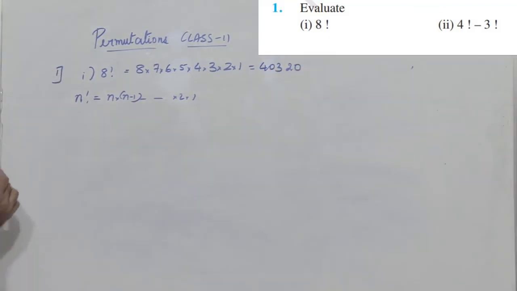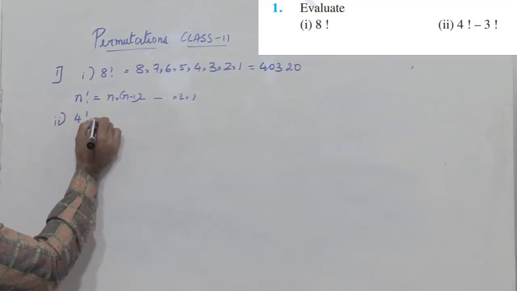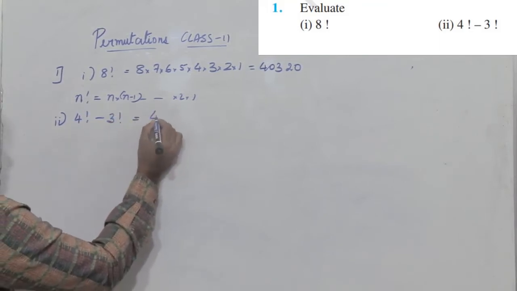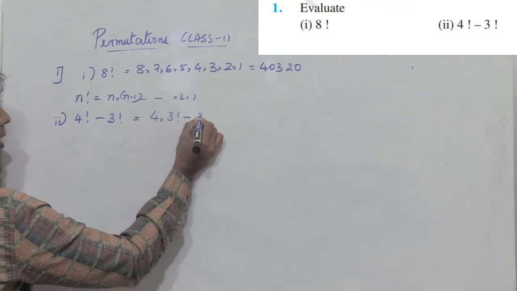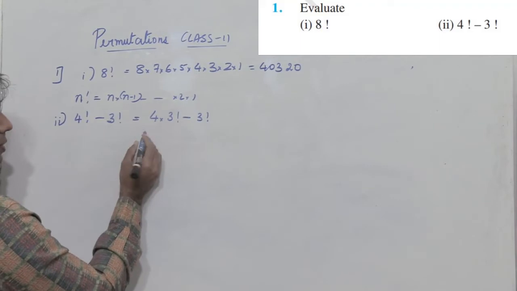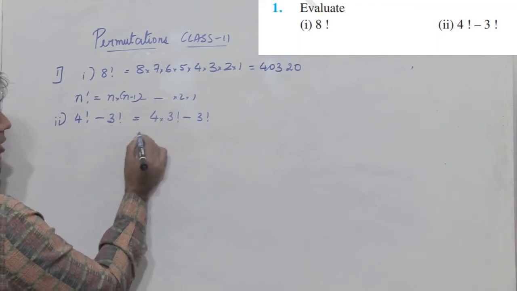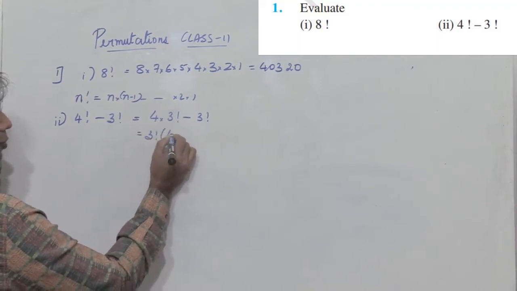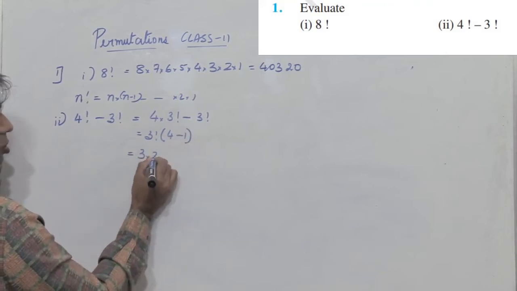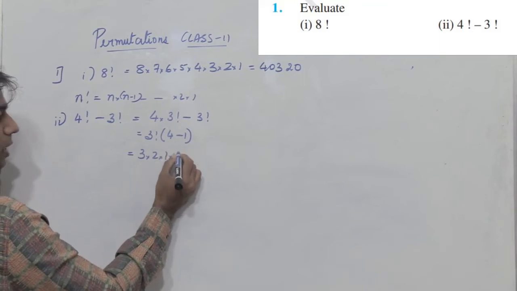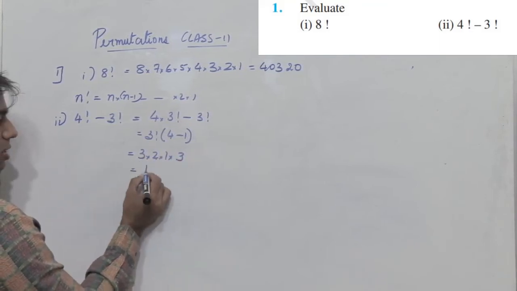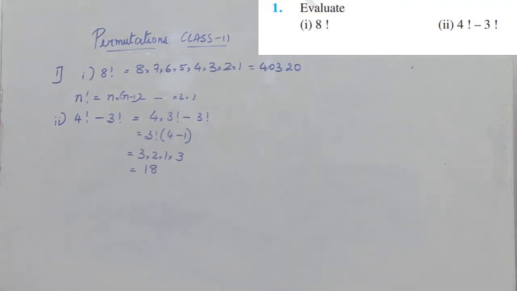40320. Second one, 4 factorial minus 3 factorial. So observe, 4 factorial can be written as 4 into 3 factorial minus 3 factorial. So take 3 factorial common. So if I do that, I get 3 factorial into 4 minus 1, right? So 3 factorial is 3 into 2 into 1 into 4 minus 1 is again 3. So you get 3 into 2 is 6. 6 3s are 18. So 18 is the answer.